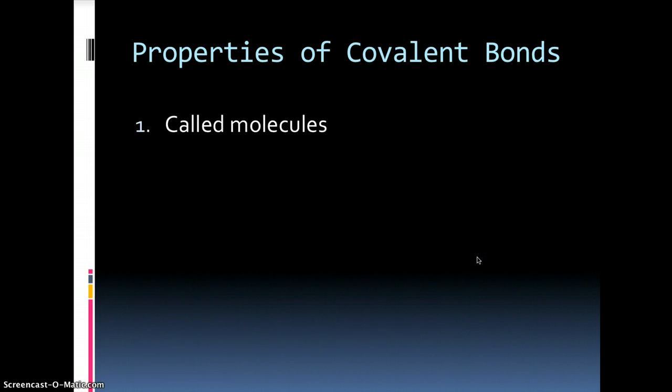So covalent bonds, we call them molecules, which is different than ionic bonds. We call those compounds. So molecules is going to be the word we use for the next month or so. These are only made of nonmetals, so you're going to see a lot of the same elements pop up over and over again, just because there's so many fewer nonmetals than there are metals.